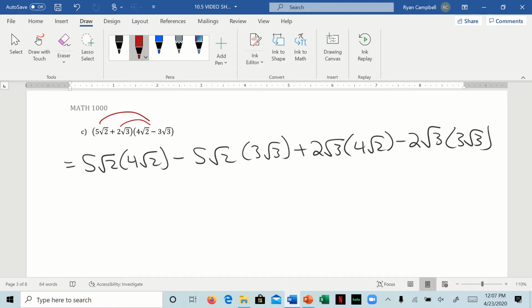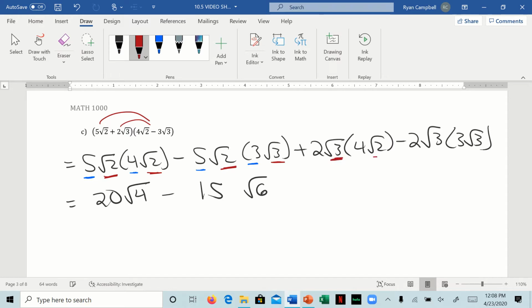All right, they're square roots, so we can combine. So square root of 2 times square root of 2 is square root of 4. And then we can combine the coefficients. So 5 times 4 is 20. Square roots, so we can combine. Square root of 2 times square root of 3 is square root of 6. And then we can combine the coefficients. 5 times 3 is 15.